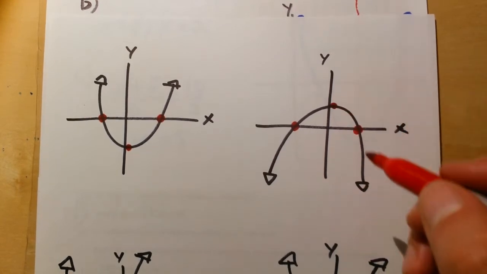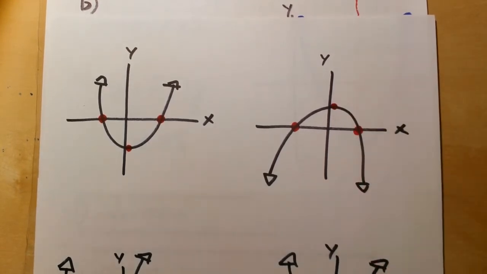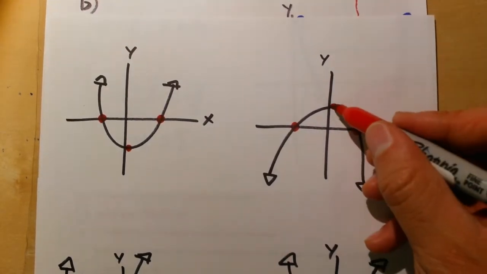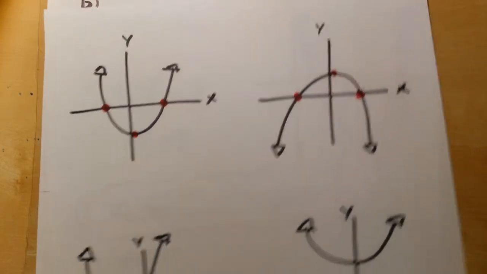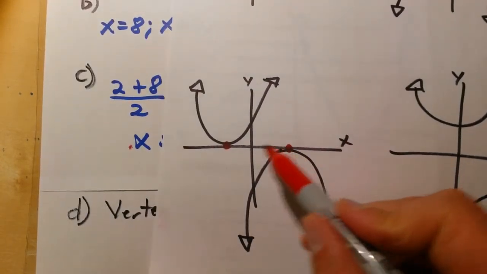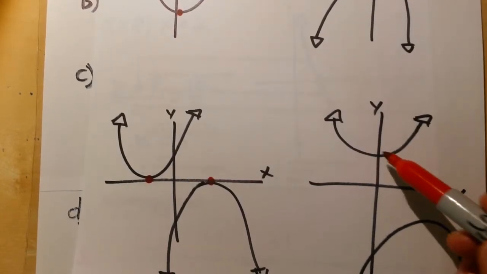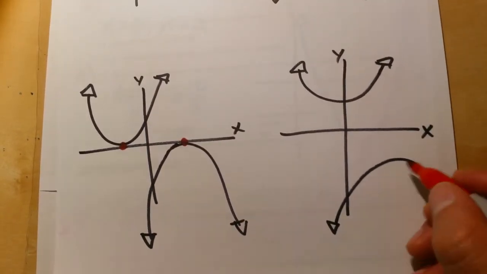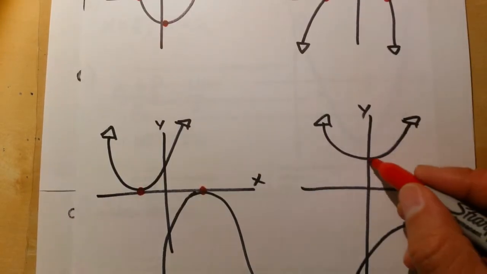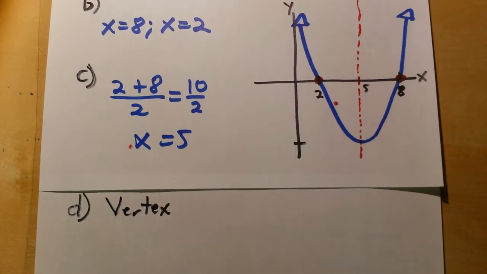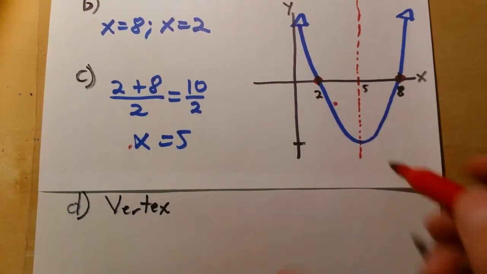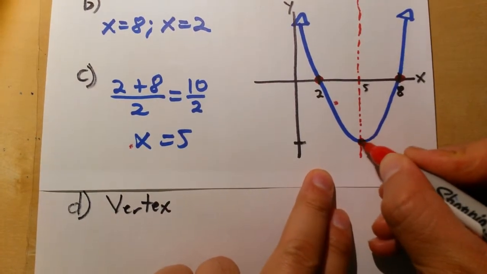So when we're looking for the vertex, we're looking for the coordinates of those points, right? For the coordinates of these points. Same thing here. We're looking for the coordinates of these points. Same thing over here, the coordinates of these points. Okay, and in this particular example, we are looking for this point.